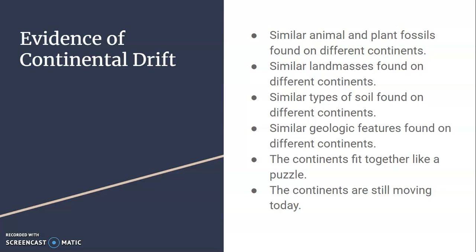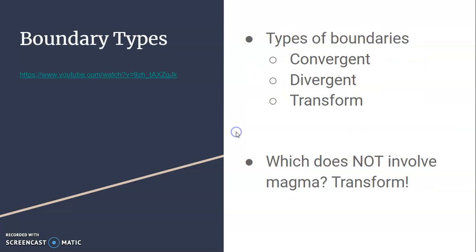So, there were similar land masses. There were things like deserts and mountain chains that perfectly seemed to link together if you put the continents together. Similar types of soils and similar layers of soils found on the different continents. Similar geologic features. So I put that twice. Same thing as land masses. The continents fit together like a puzzle, and we know that the continents are still moving today. So that's some evidence to back up the theory of continental drift.